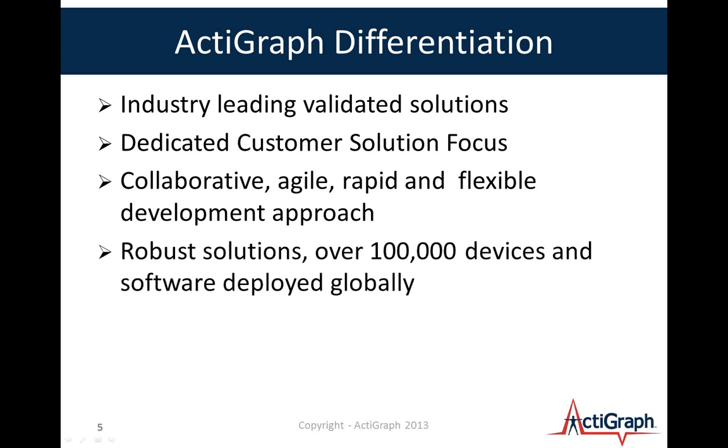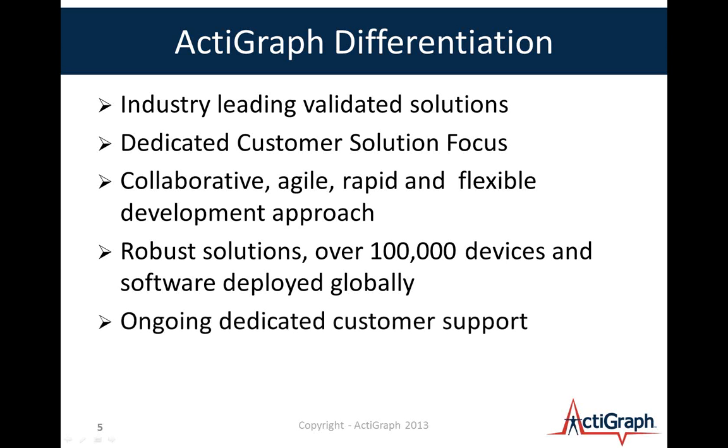We offer robust solutions. We've got about 100,000 devices deployed globally in 75 countries. Ongoing dedicated customer support, so if you call ActiGraph, you're going to talk to a person, and in fact, that's part of our mission statement, that we are dedicated to first-class customer service. You'll find that if you call and talk to us, you're going to be talking to a person, and we're going to get you helped out.